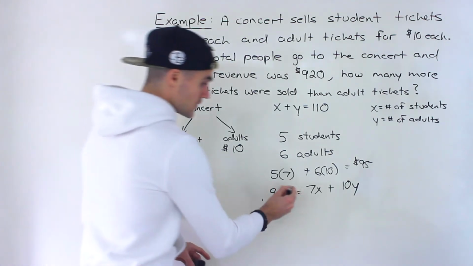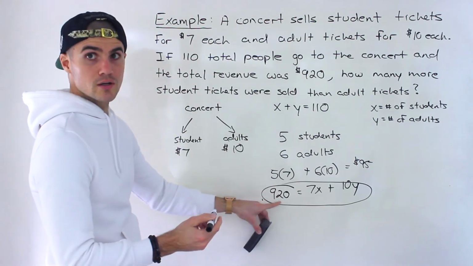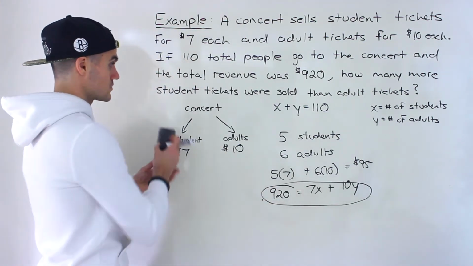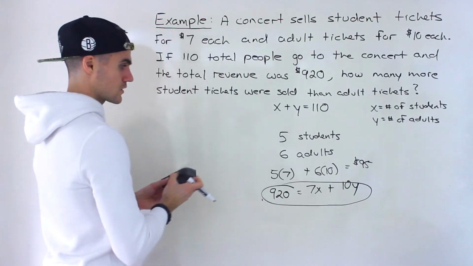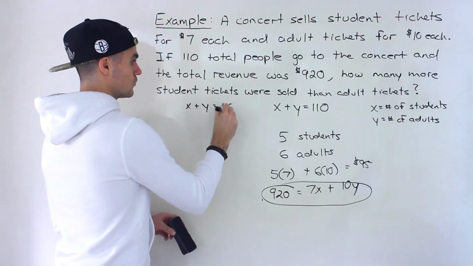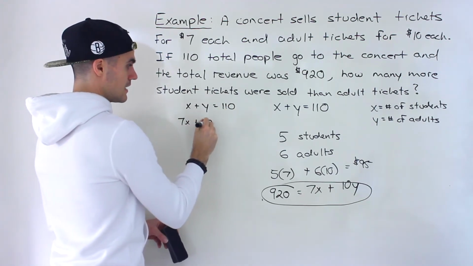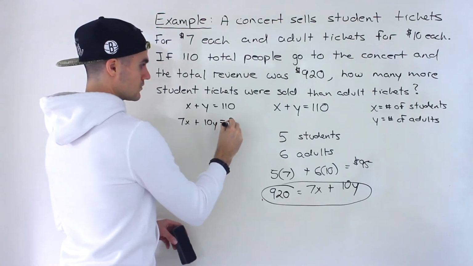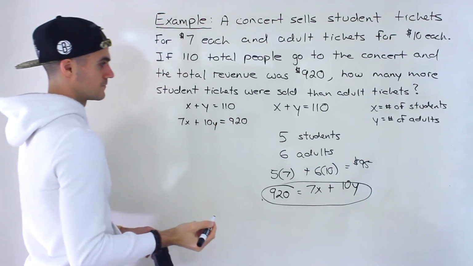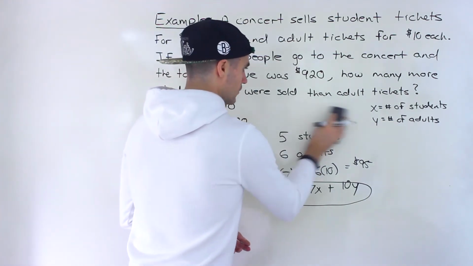Okay, and now notice we have another equation. So we have 2 equations, 2 unknowns. I'm going to write these equations over here. We'll have x plus y is equal to 110, and then 7x plus 10y is equal to 920, like that. And then from here, we just have to solve.